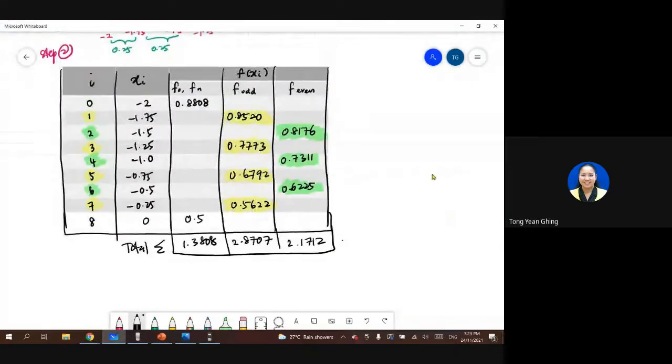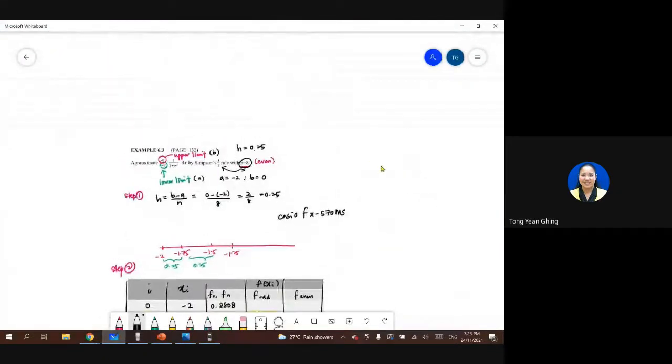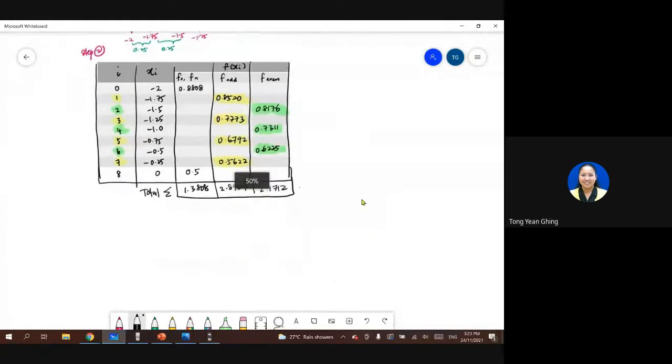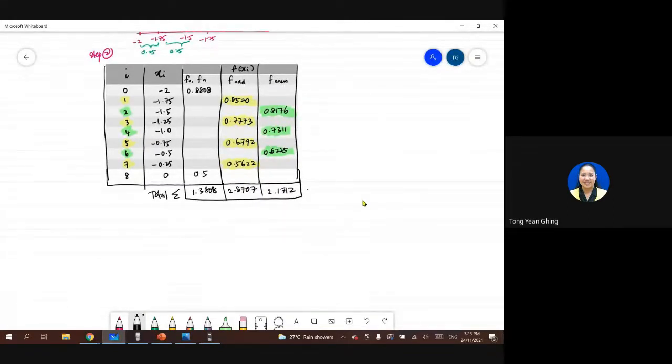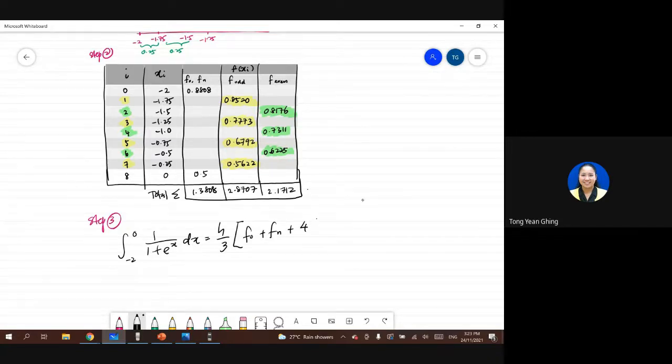So now, go back to the formula just now. Remember this one, it's not here. Sorry. The formula for Simpson's one-third rule. So we have to put in the formula. Let's say here -2 until 0, 1 plus x dx will equal h over 3 times f0 plus fn plus 4 times the summation of fi odd plus 2 times the summation of fi even. Okay, so that means h is 0.25 divided by 3.